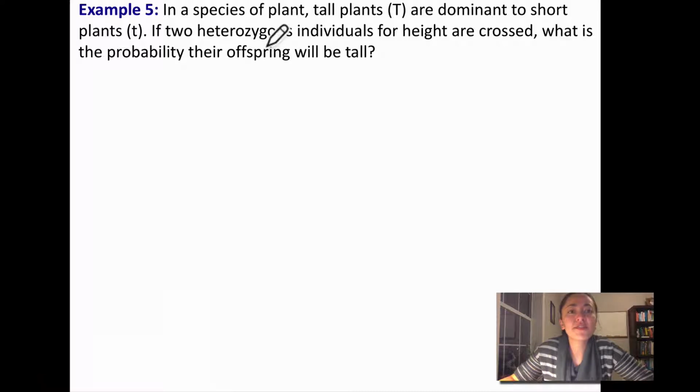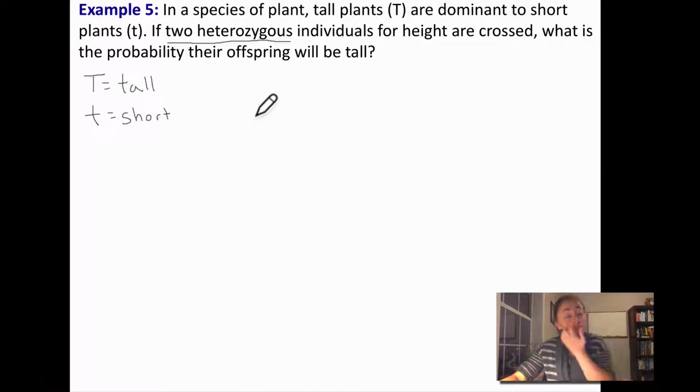Okay, let's now do example 5. So this starts off just like the other one, where big T equals tall. And because it says tall plants are dominant to short, short would be a little t. Now it says two heterozygous individuals for a dihybrid cross, so both of our parents are heterozygous. We know hetero means different, so they're going to have two different alleles, a big T and a little t. And the other parent's going to have a big T and a little t. So these are our parents here, and it wants to know what is the probability their offspring will be tall.